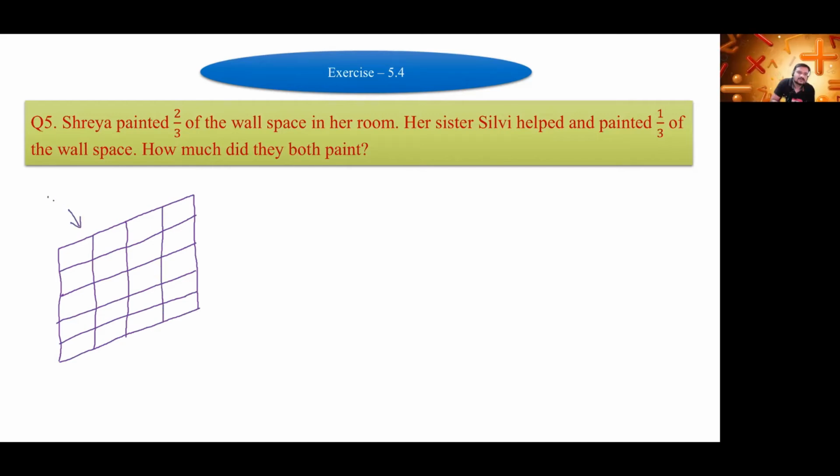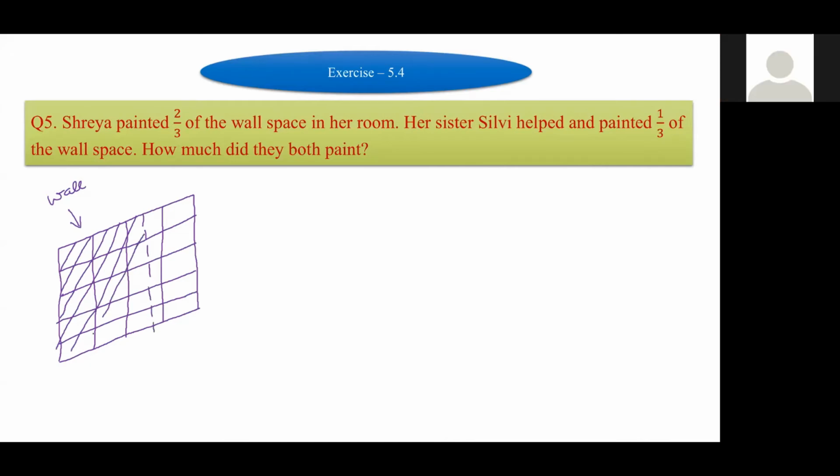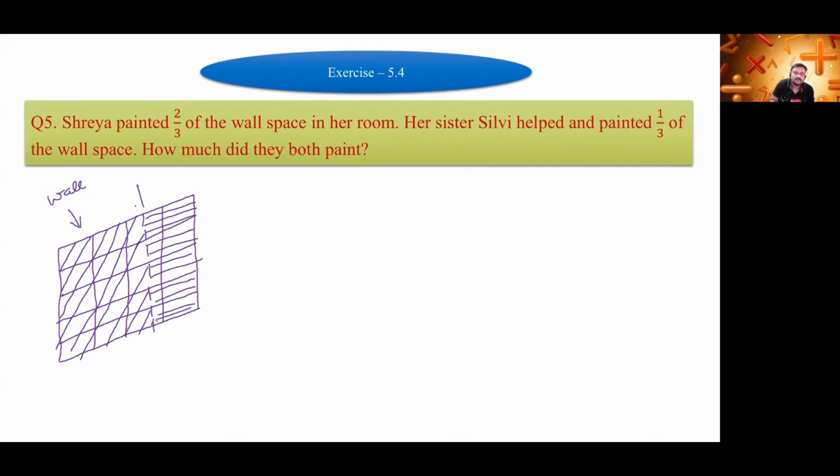Okay, this is the wall. So Shreya painted 2 by 3. Okay, 2 by 3 means this will come till here. And Sylvie painted this much portion. See, Sylvie painted this much portion. अगर आप ये दोनों को ज्वाइन कर दोगे ना तो ये पूरा वॉल पेंट हो गया अभी.